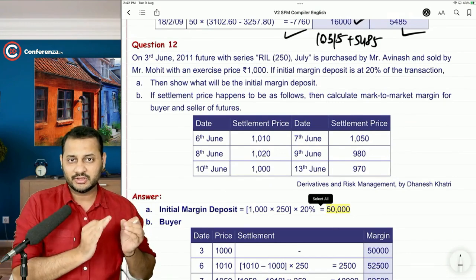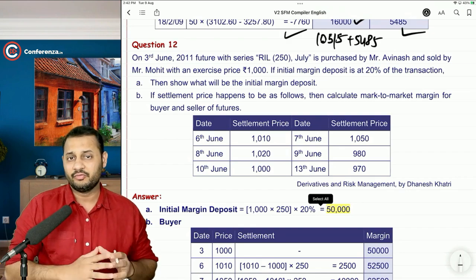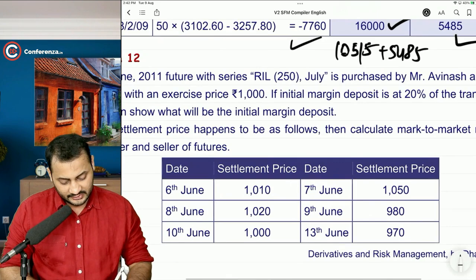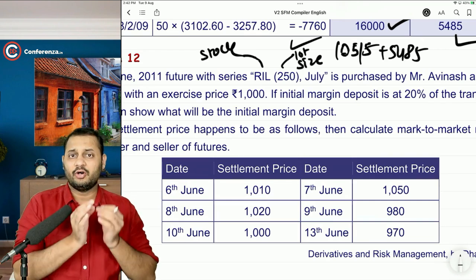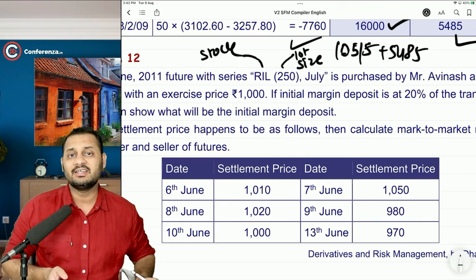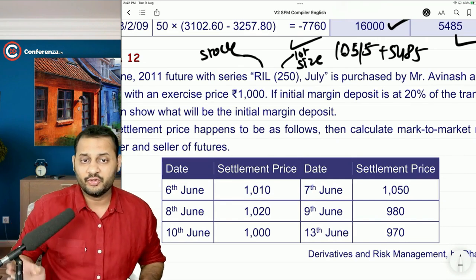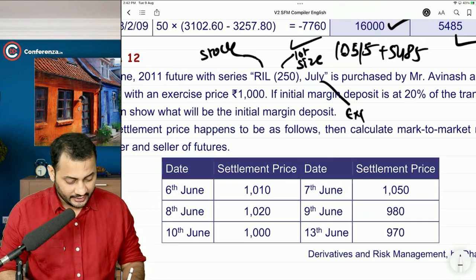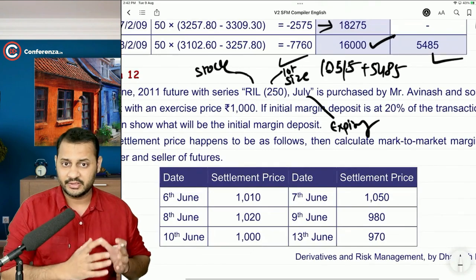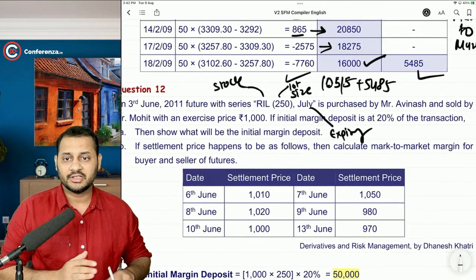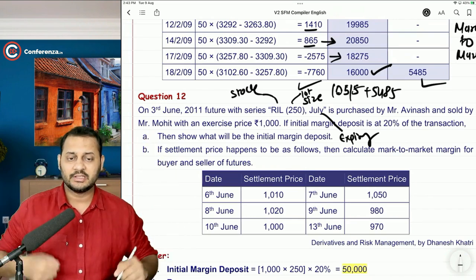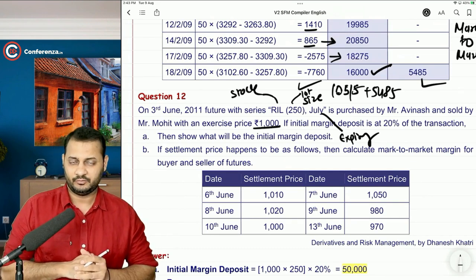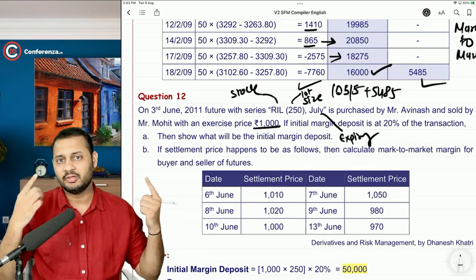On 3rd June 2011, a future with series RIL 250. Now understand what is RIL. RIL is the name of the stock on which the futures is available. And 250 is the lot size. So one future contract on Reliance Industries Limited having a lot size of 250, expiring in the month of July. Understand, this is how it is presented. It is purchased by Mr. Avinash and sold by Mr. Mohit. One buyer, one seller, with an exercise price of 1,000 rupees. This is the price. So there is a buyer and a seller on both ends.